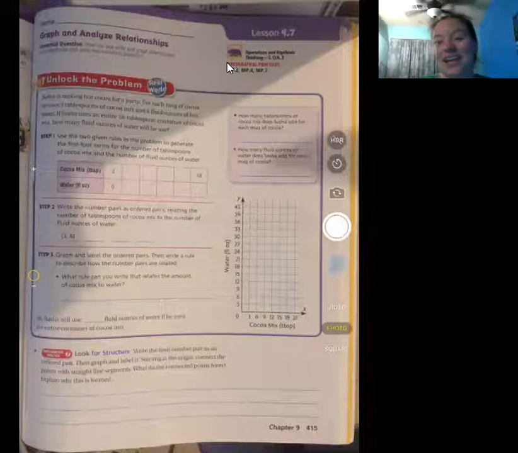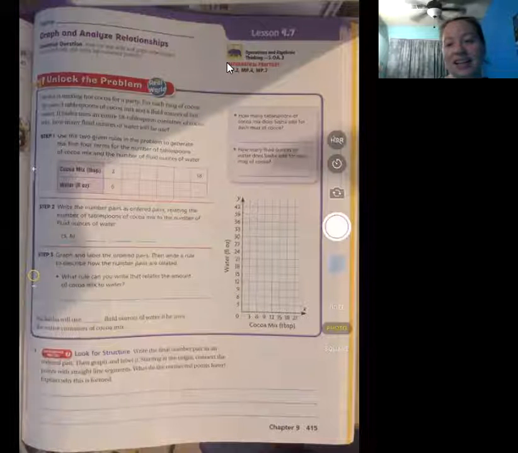Hi guys. So today we are doing lesson 9.7, graph and analyze relationships. I am on page 415.